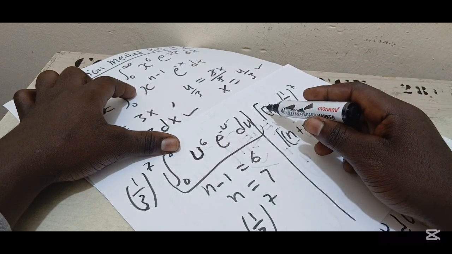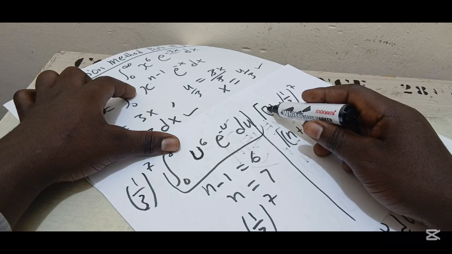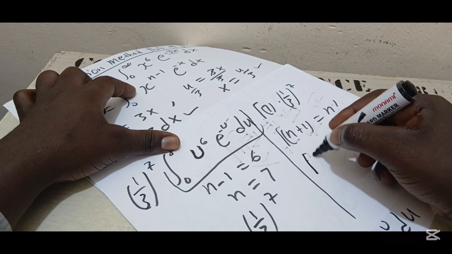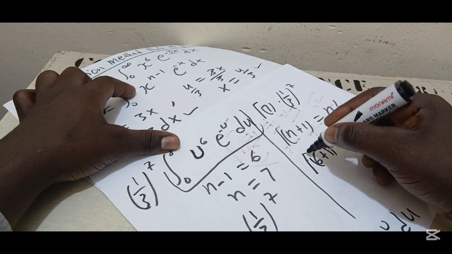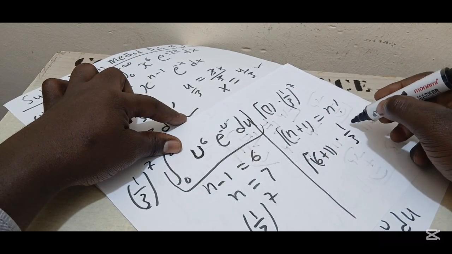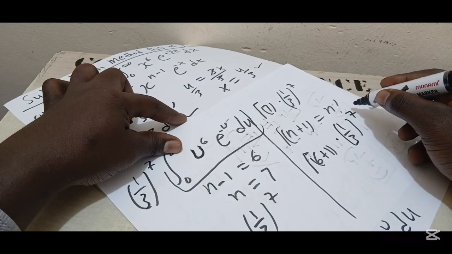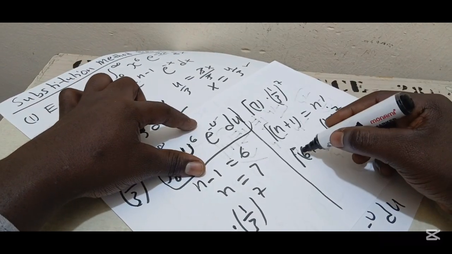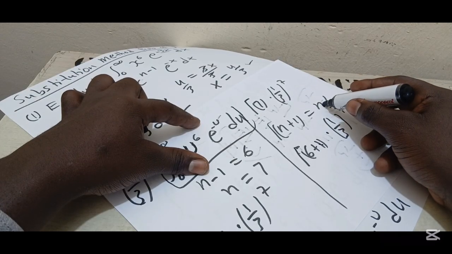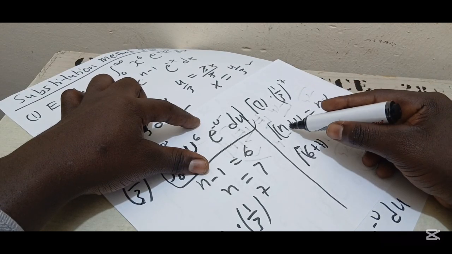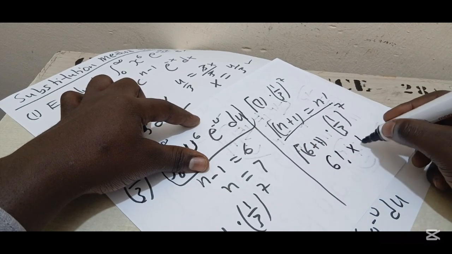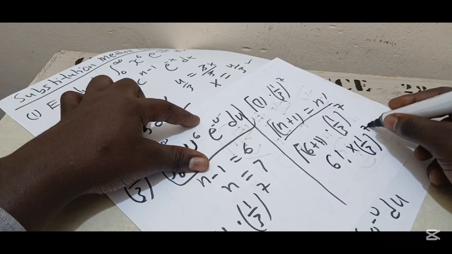So we have to break this 7 here in the form gamma 6 plus 1, which is the same as 7, multiplying 1 on 3 all to the power 7. So gamma 6 plus 1 is the same as 6 factorial. Comparing this to this formula, so 6 factorial multiplying 1 on 3 to the power 7.